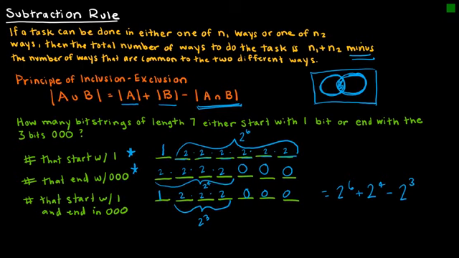Now, of course, I could go through and determine that answer, which is not going to be very difficult, because 2 to the 6th is 64, 2 to the 4th is 16, 2 to the 3rd is 8, so if I add 64 and 16, I get 80, 80 minus 8 is 72. So there's 72 different ways, again, because there were 8 that I counted in both the numbers that start with 1 and that end with 0, 0, 0.